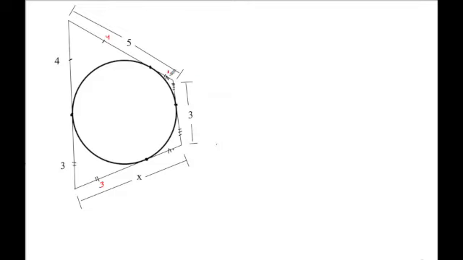So we have 4 plus 1 is 5 for that side. And then if that's 1, then we know we have 1 over here. And if this is 3 and that's 1, we have a 2 here and a 2 here. And now we have x. X equals 3 plus 2, this side right here. So x equals 5.